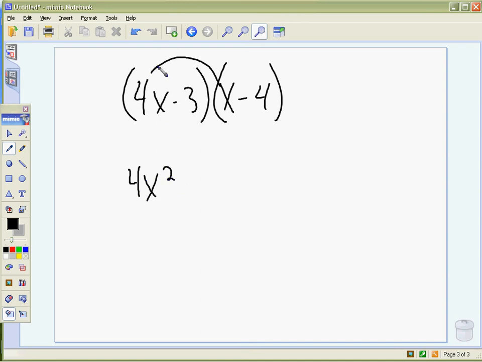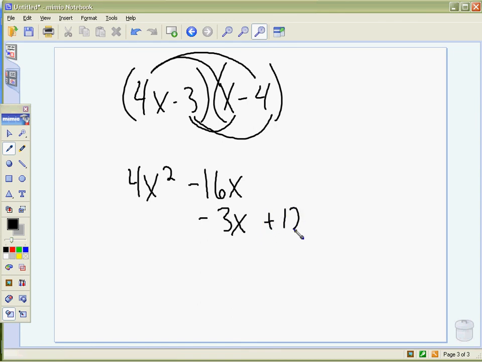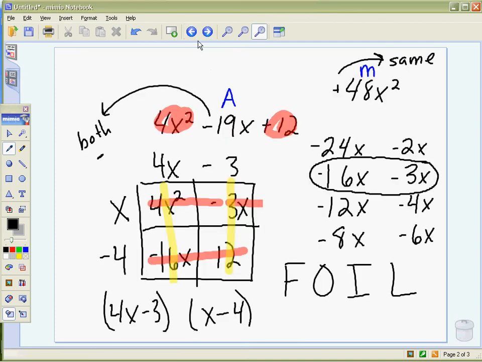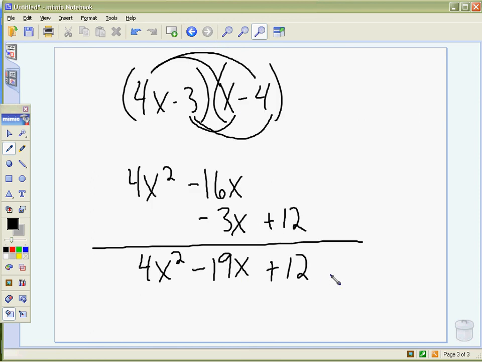Then the outside terms together. 4x times minus 4 is minus 16x. Then the inside terms together. Minus 3 times x is minus 3x. And then the last 2 terms together. Negative 3 times negative 4 is positive 12. Combine my like terms, and I get 4x squared minus 19x plus 12. If we go back, 4x squared minus 19x plus 12 is what I had to start with. It's correct. So that's a way that you can check your factoring.